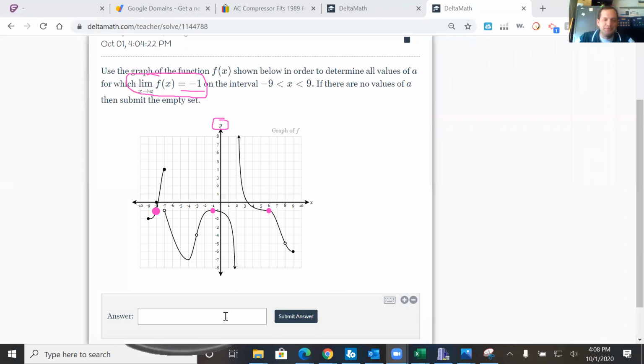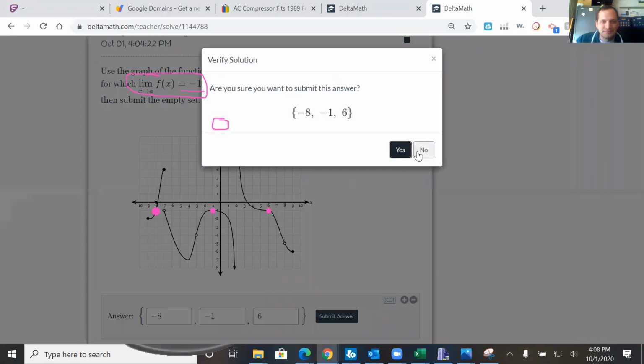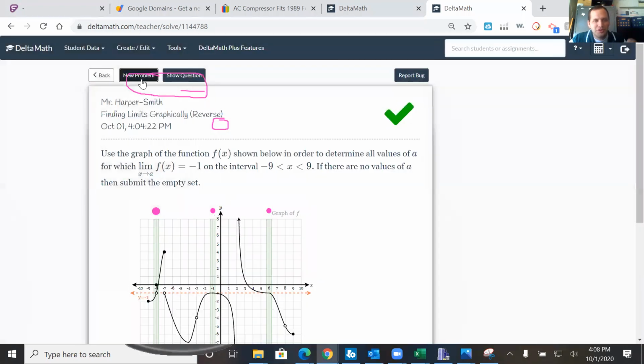So I'm just going to put those in. We've got -8. I'm going to click the plus sign, so let me add more x values. That can work. We've got -1, and we have +6. Those are the 3 x values where the line is approaching -1. We got it right. Let's try another one.